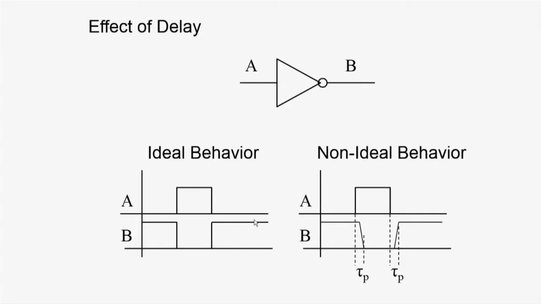Now this is the ideal behavior, but a non-ideal behavior has to show some propagation delay, because when you try to switch the input, the output takes a certain amount of time before it also switches, and that's called the propagation delay. It may not match as it goes up and as it goes down, so these times from here to here and here to here may not exactly be the same.